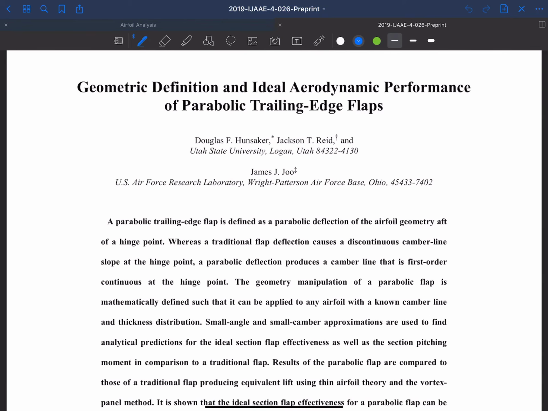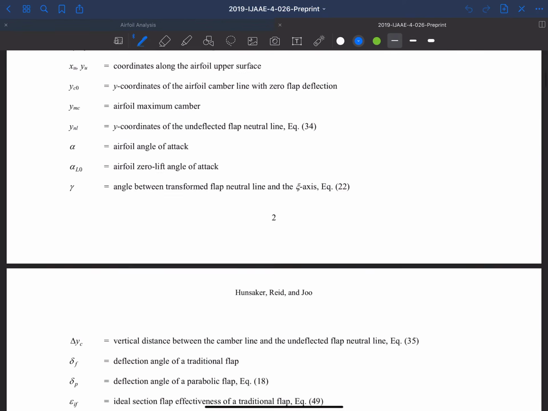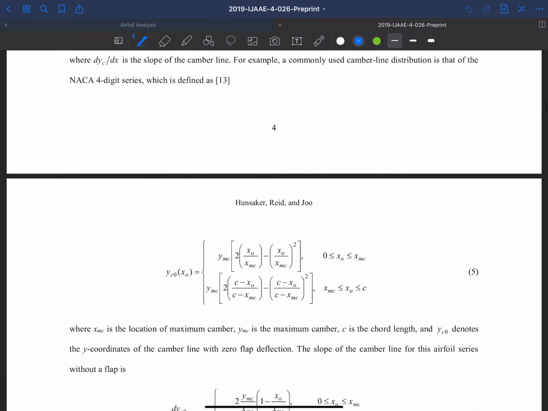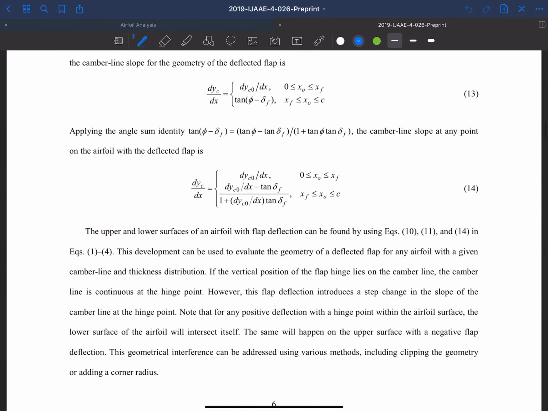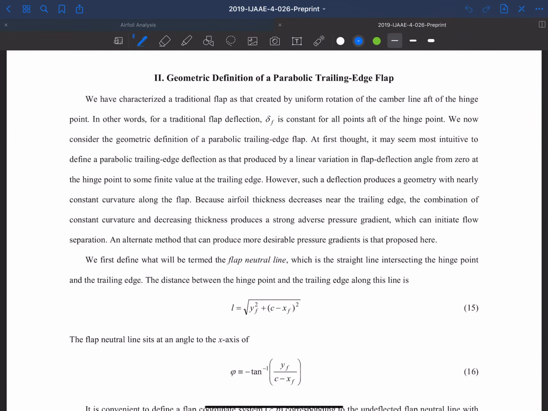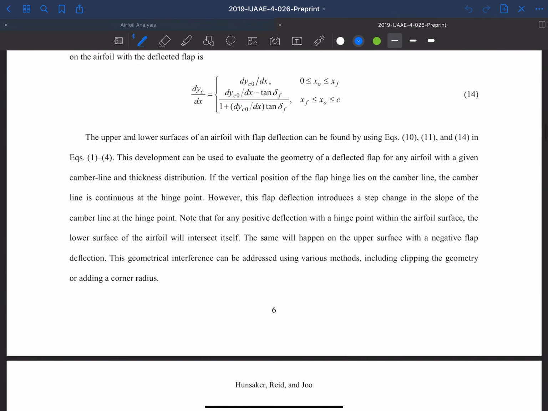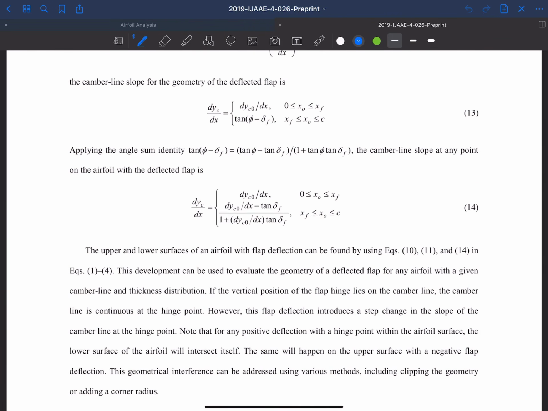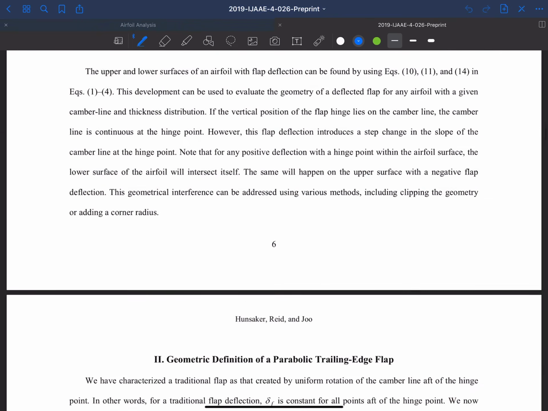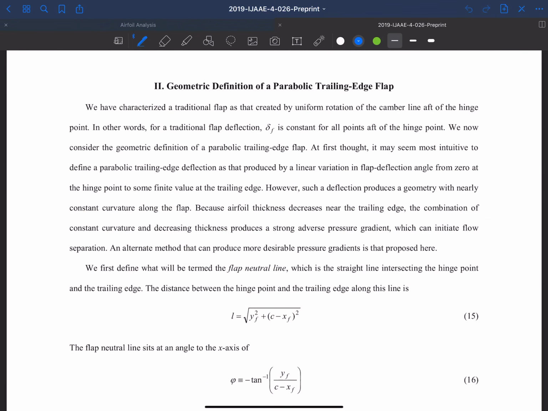So I'm just going to walk you through some of our findings, and I'm not going to go through the math in a lot of detail. I'm just going to point out a few things. The process is very similar to the traditional flap. And actually, I start off in the introduction. We show the development of the traditional flap, but then we get into the parabolic trailing edge flap here, and walk through the geometric definition of that, and then what we can learn aerodynamically from that.